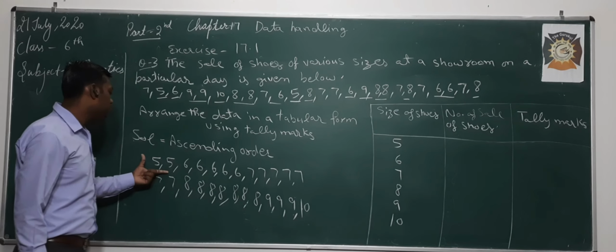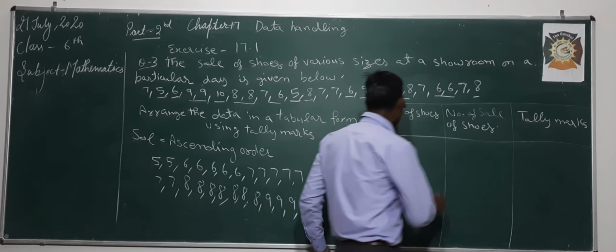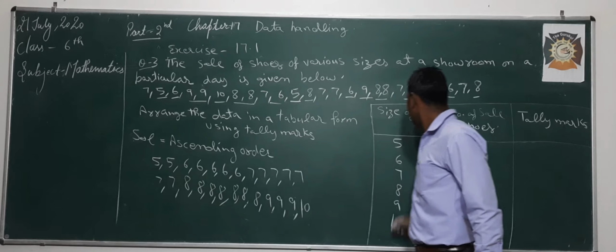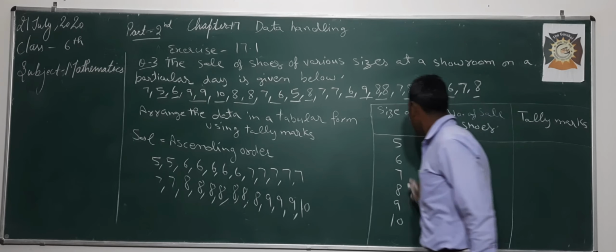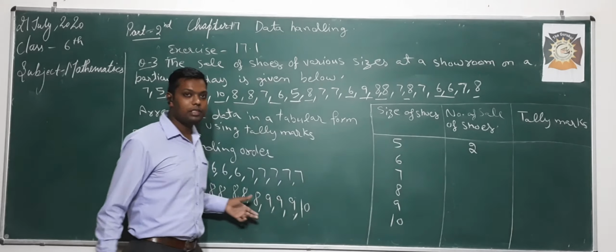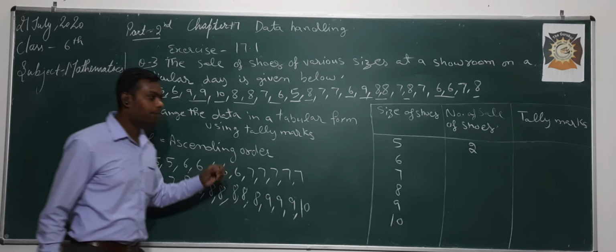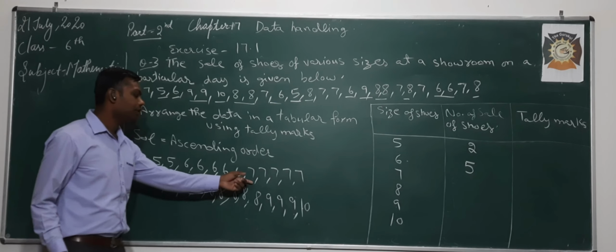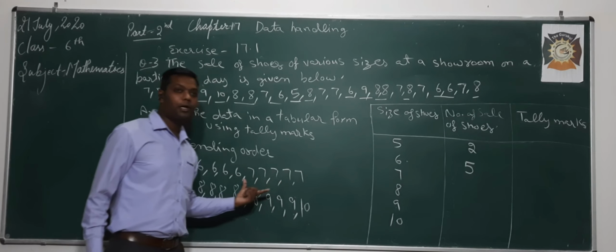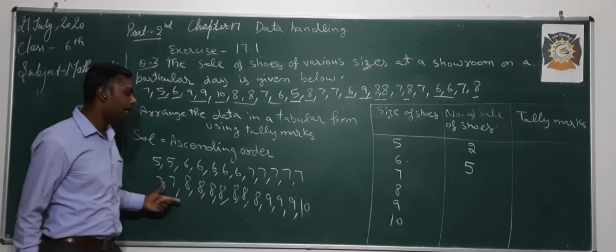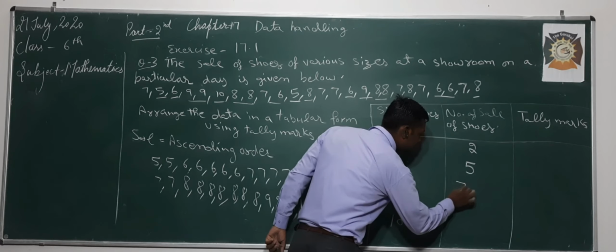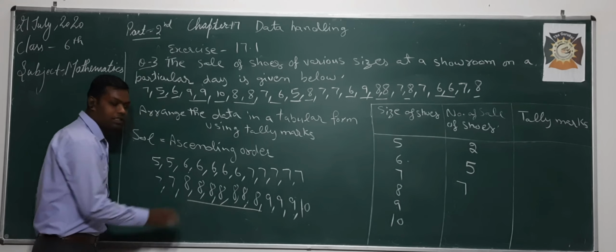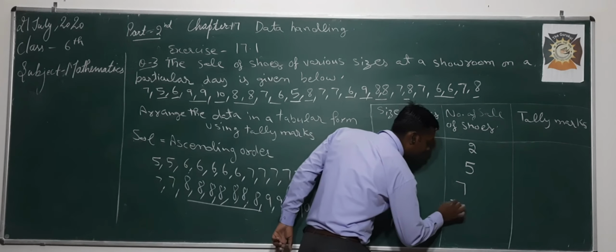Number of shoes of size 5 sold on a particular day. See that there is 5 and 5 appears 2 times. So we write 5 as twice. Next the size of the shoes is 6, and we see that 6 appears 5 times, and the next is 7. The size of the shoes is 7, and the number of shoes sold on the day is 7. Next is 8. The size of shoes is 8, and the number of shoes sold on the particular day is 7. So write 7.